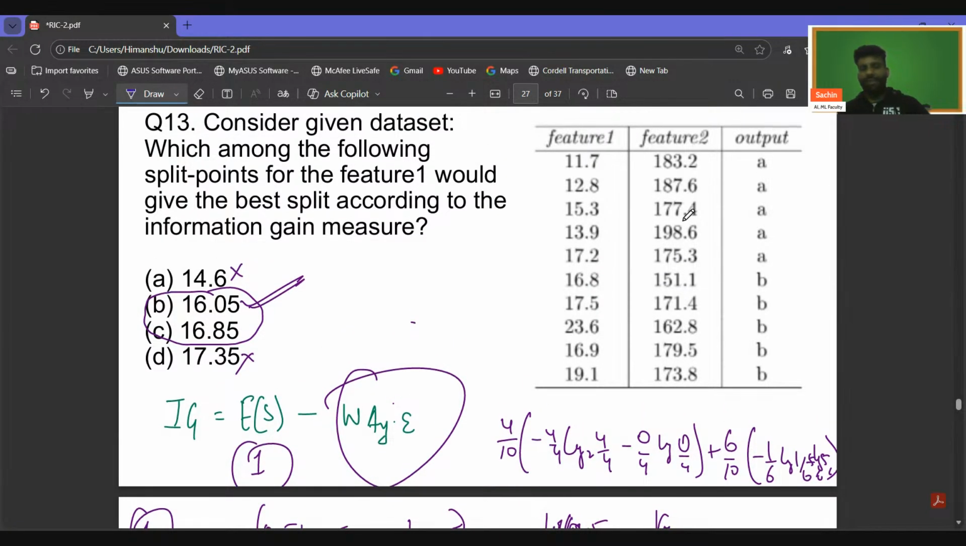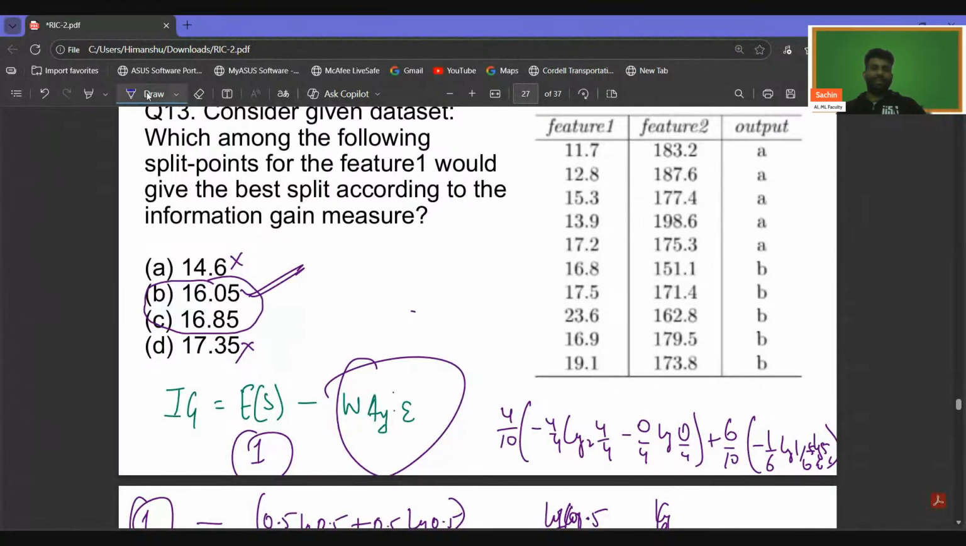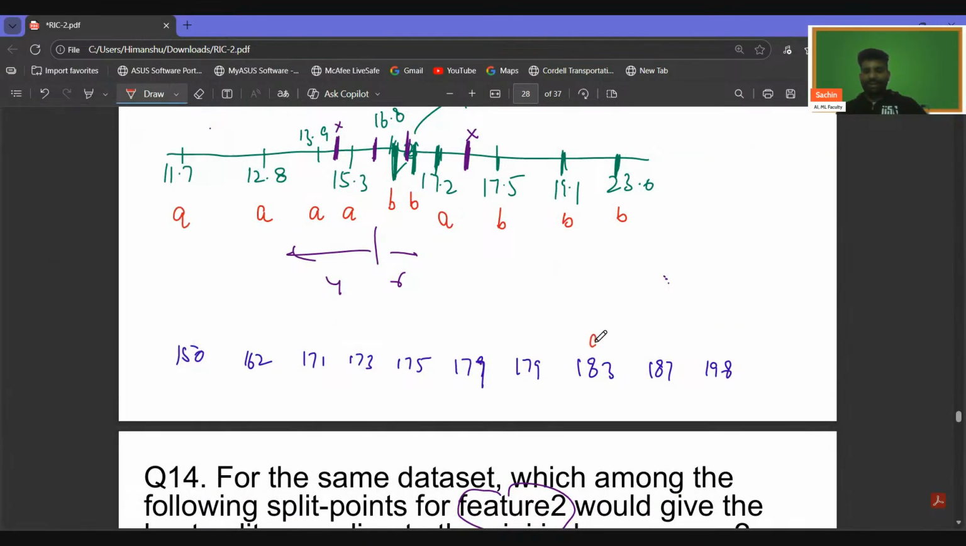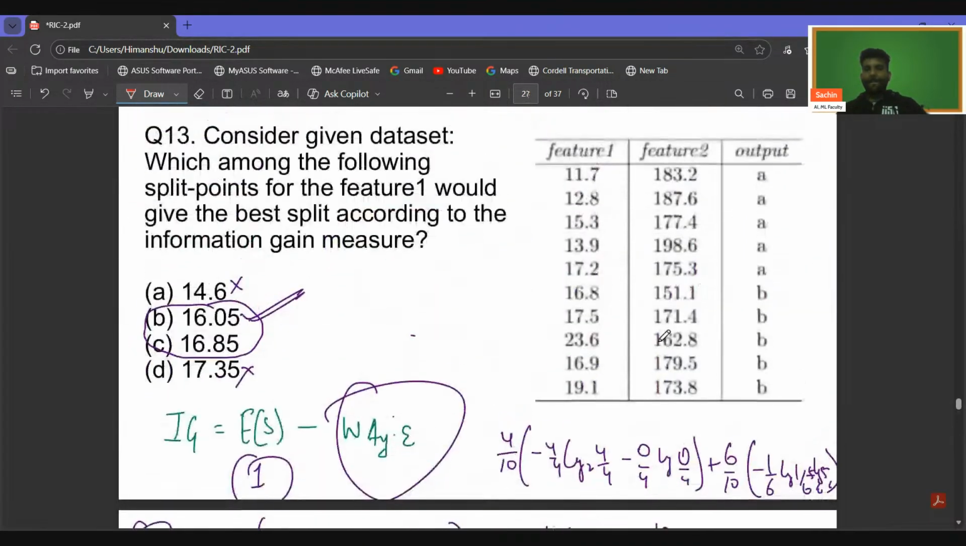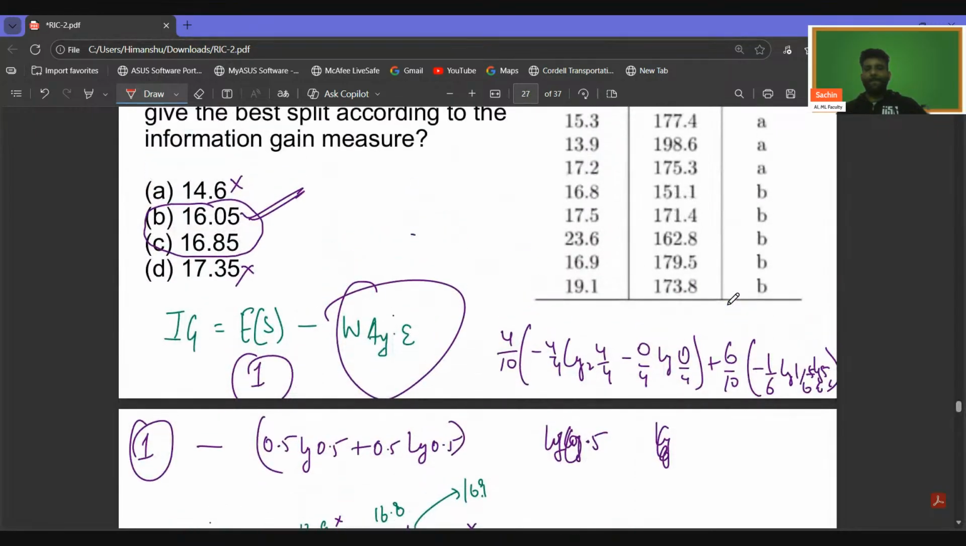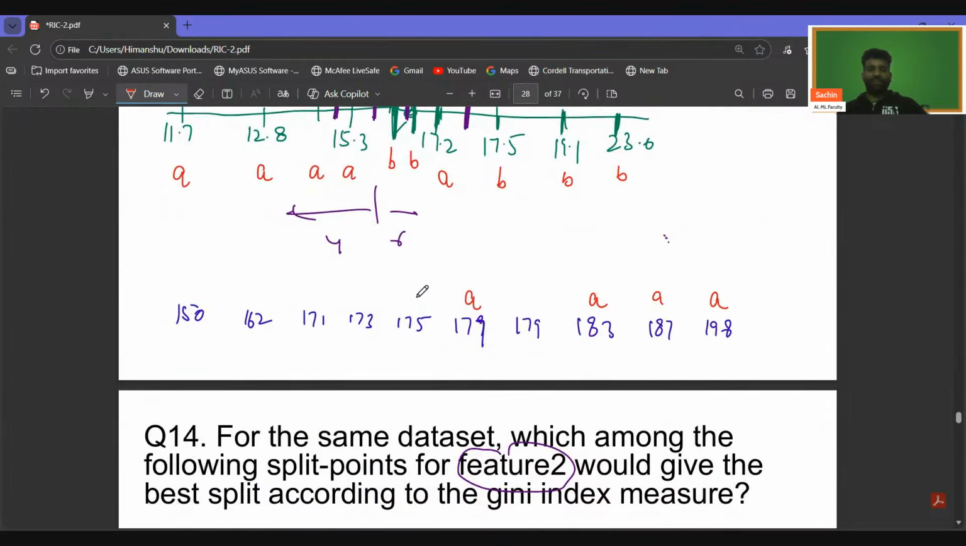Yeah, we are fine. So let's see what values we have for each of these. Let me choose a different color. 83, 87 is A. 77, 98 is A. 75 is A. Rest are B.